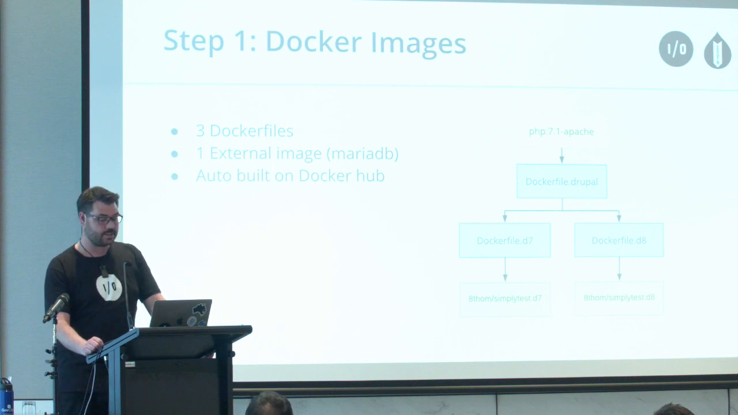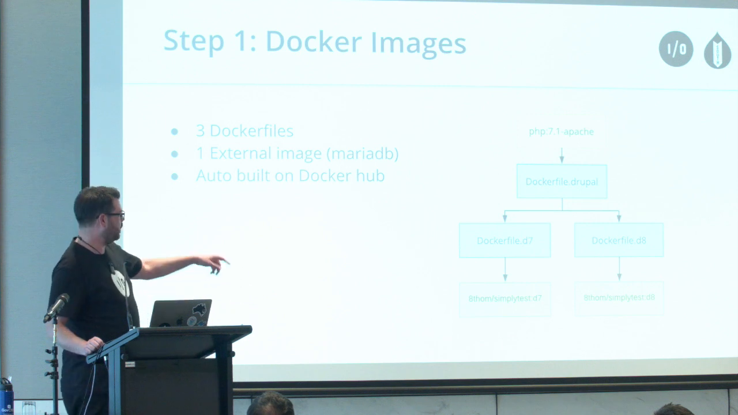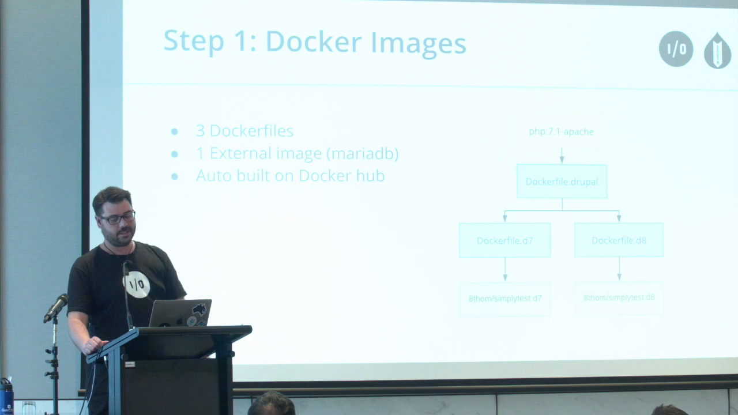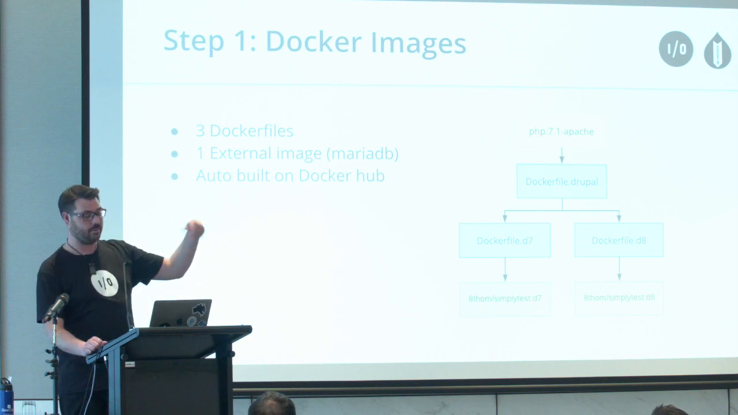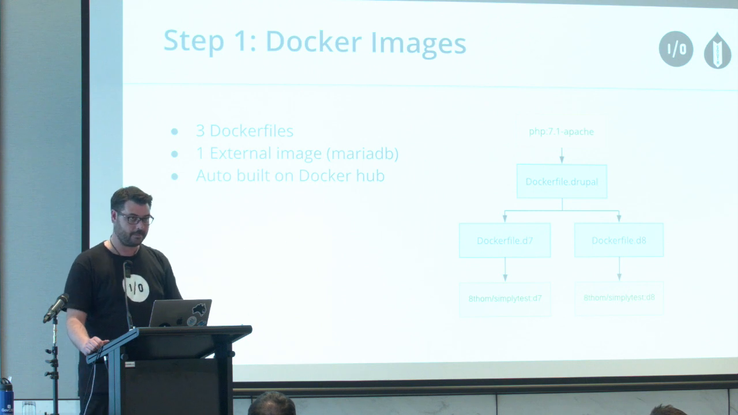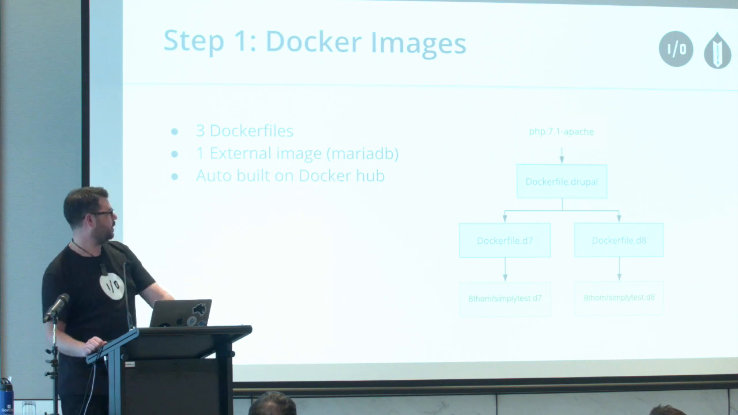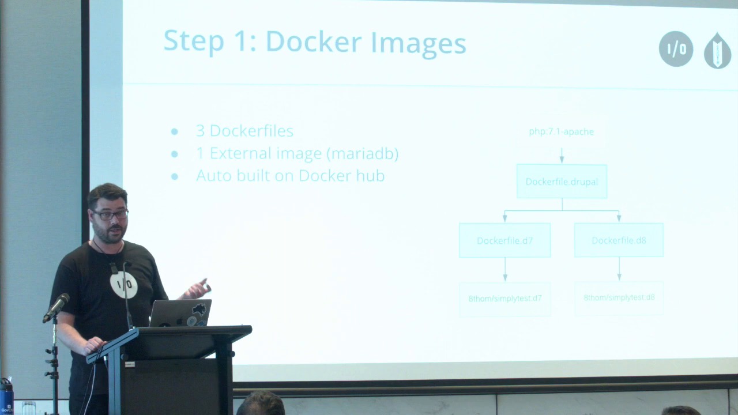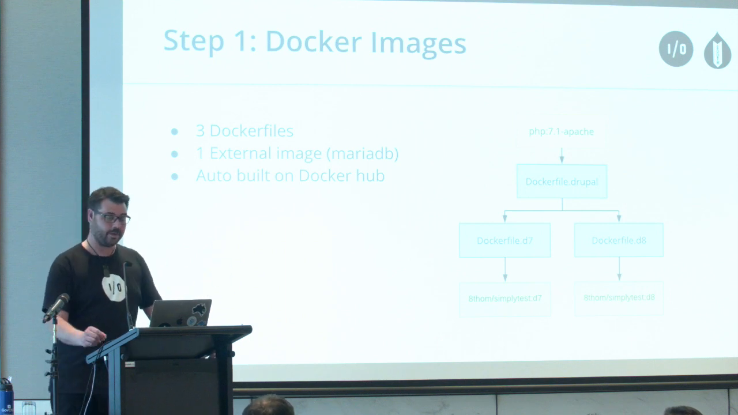Through this process, we have the Dockerfiles linked up to Docker Hub to automatically build. So whenever you push changes, Docker Hub will build the images, and you're able to download them from that. So in the project, there's those 3 current Dockerfiles, and then we also have a dependency on a single external image for MariaDB, because I really don't want to bother about dealing with databases in there as well.